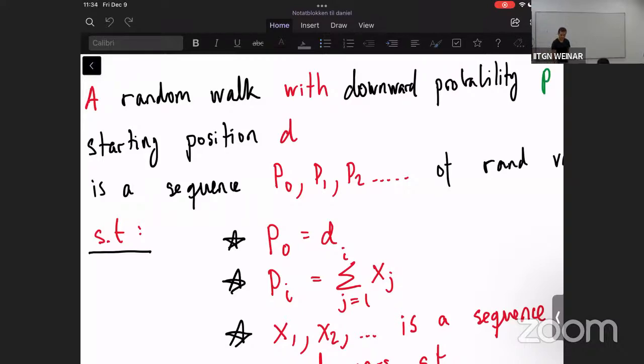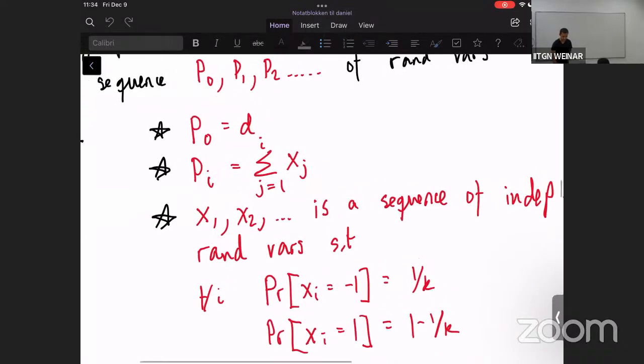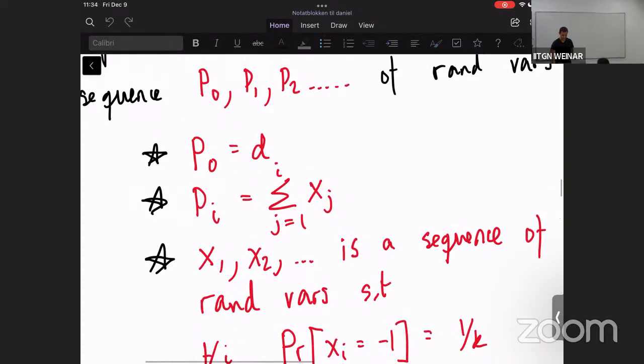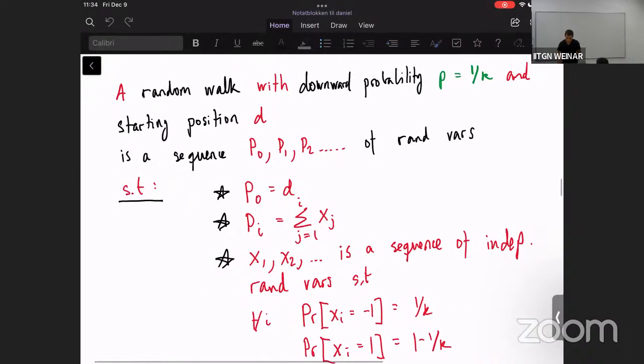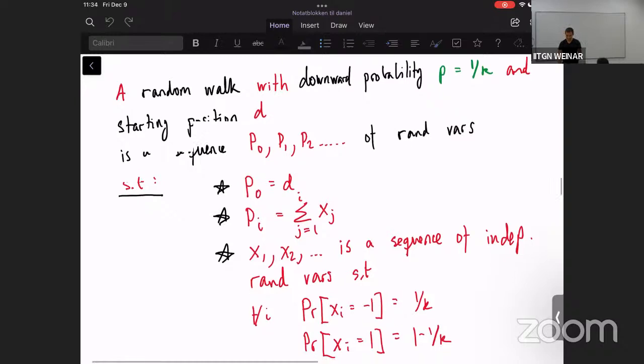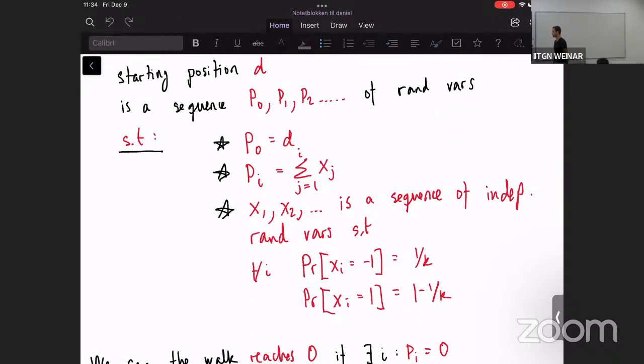Formally, p0 is equal to d, and pi is the sum over j from 1 to i of xj, where the xj's are a sequence of independent -1, 1 random variables, where xi is -1 with probability 1 over k, and 1 with probability 1 minus 1 over k. So that's what a random walk with downward probability 1 over k is. You take a bunch of independent -1, 1 random variables and add up a prefix of them, and that's your position at any given point of time.